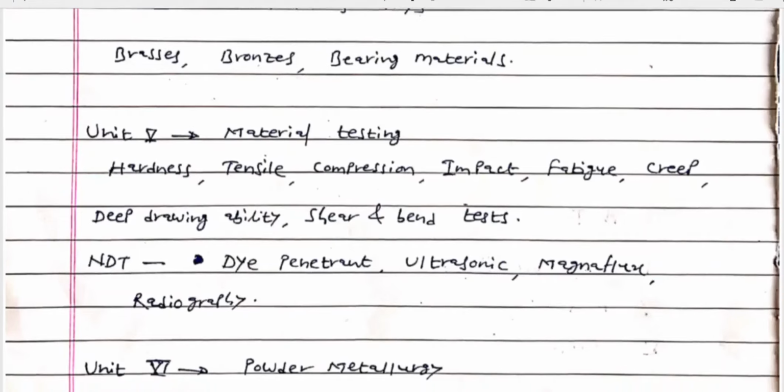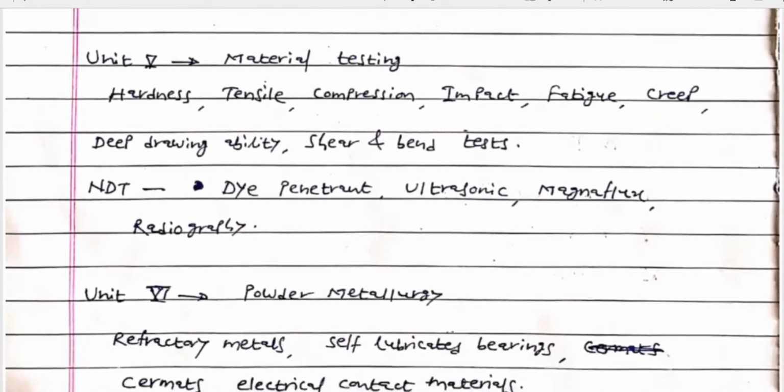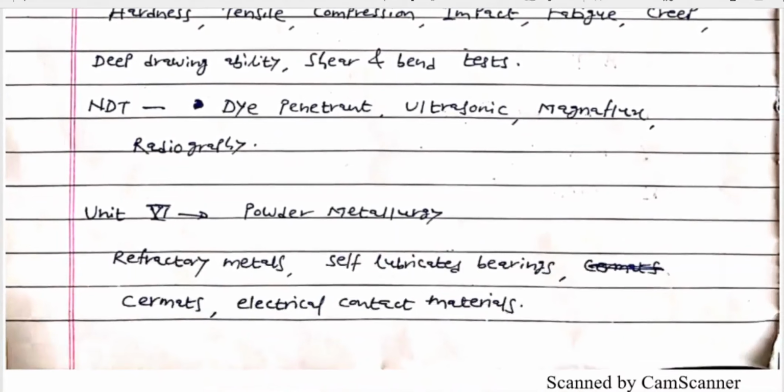Unit number 6 will consist of powder metallurgy. Powder metallurgy is the non-conventional route of manufacturing engineering products. Wherever conventional manufacturing processes like rolling, forging, casting are not applicable, then we can prefer to go for the powder metallurgical technique.